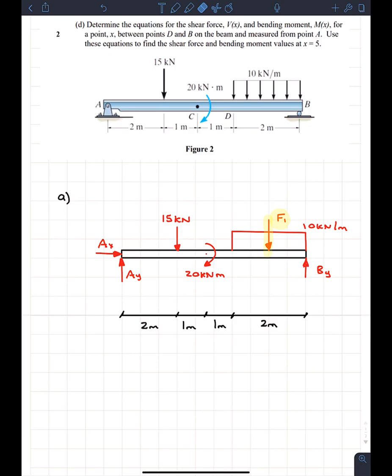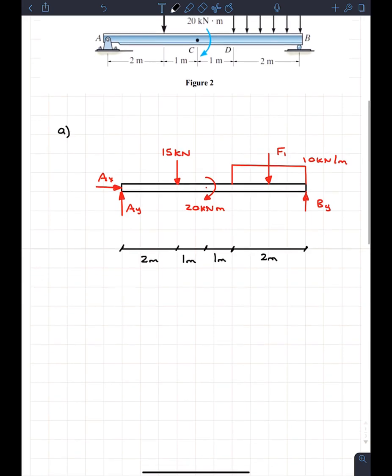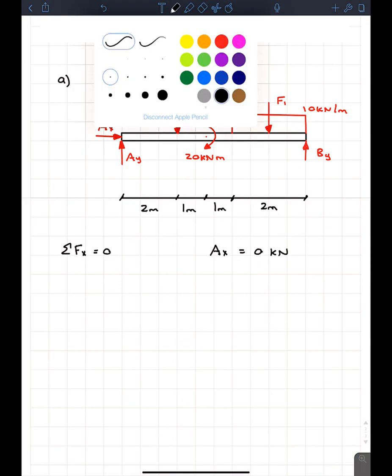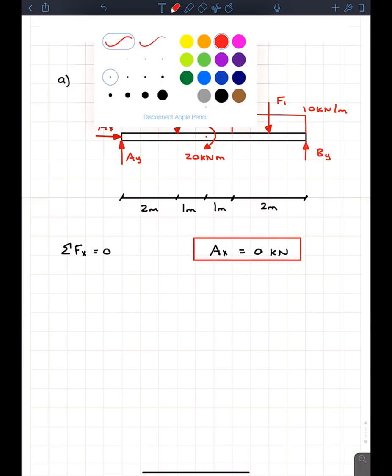So I'm going to get rid of some of this highlighter now, because we're going to continue on. So remember, we have 3 unknowns. We have 3 equilibrium equations. And the first equilibrium equation is going to be sum of the forces in X is equal to 0. And this one's really easy because the only thing we have here is AX. So AX must be 0 kilonewtons. So that's one of the answers because it said provide the support reaction. So I'm going to box it in. It's nice to box all your answers. So we're good to go.